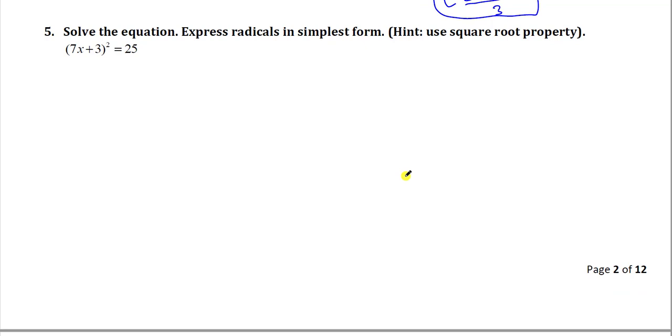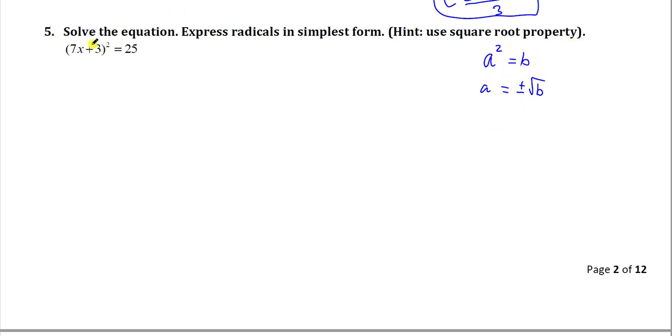Solve the equation. Express the radicals in the simplest forms. The hint is use the square root property. So what is the square root property? So imagine that I have a squared equal b. Now, in order to solve for a, I must take the plus and the minus square root of b on the right hand side. So this is the square root property.